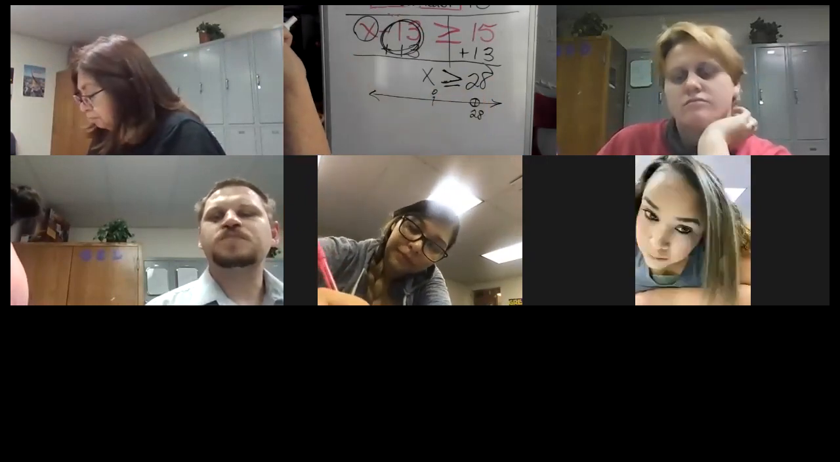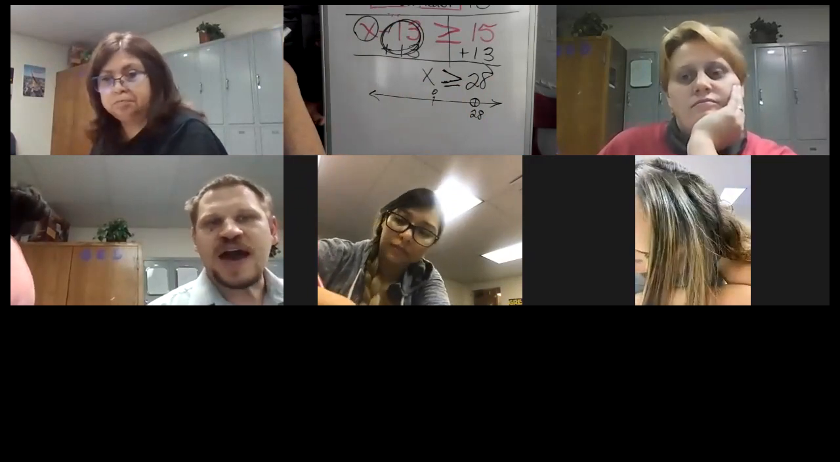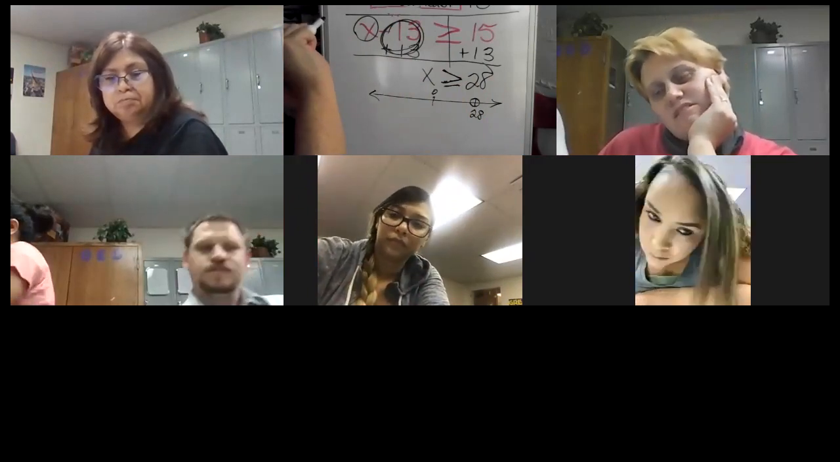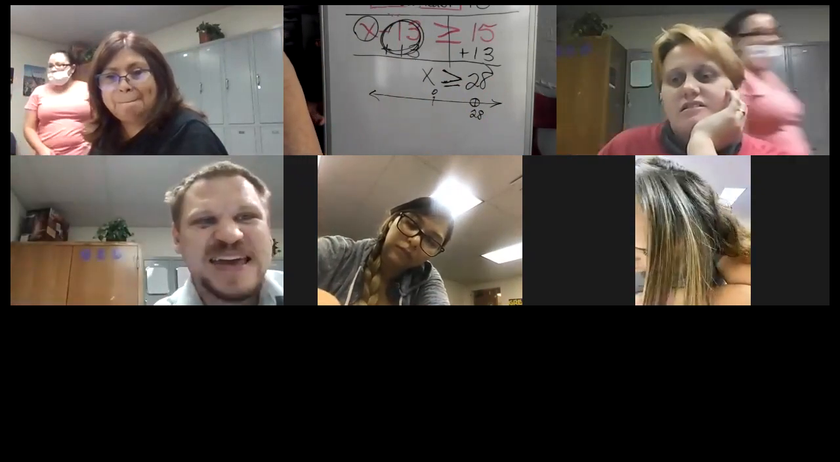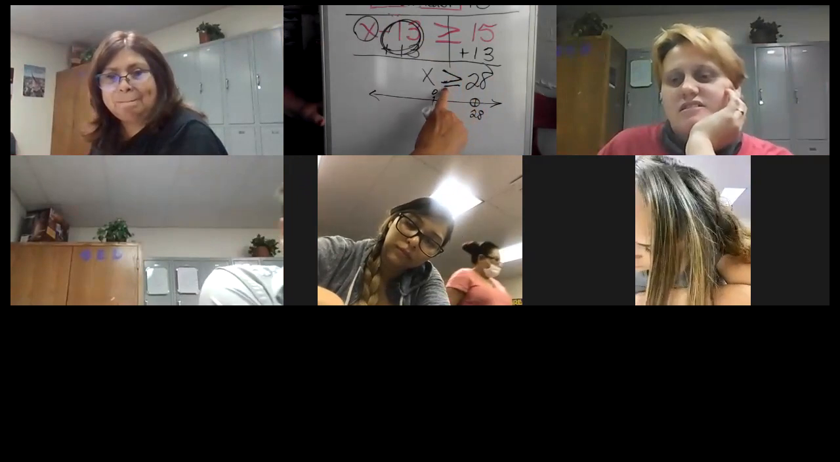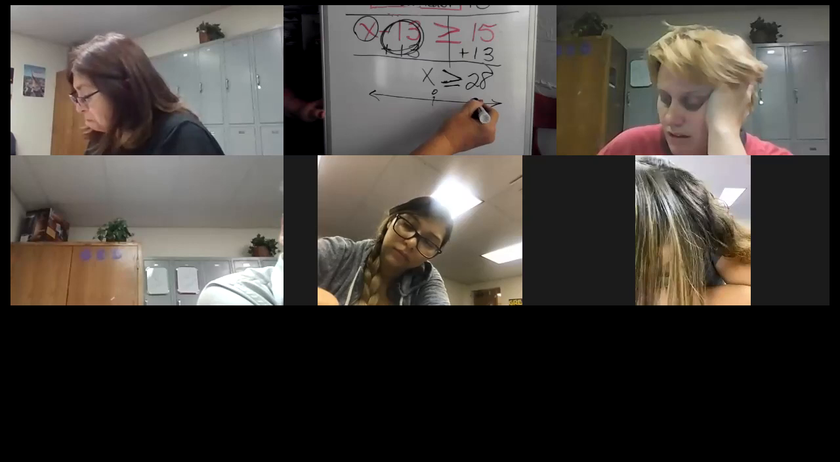Now we have two decisions to make. Do we color the circle in? Yes, we do. And why, Randy? Because it's at least equal to. Because of this line, because it's equal to. That is correct. We have another decision to make.